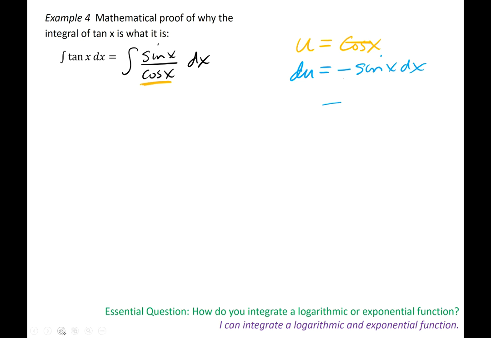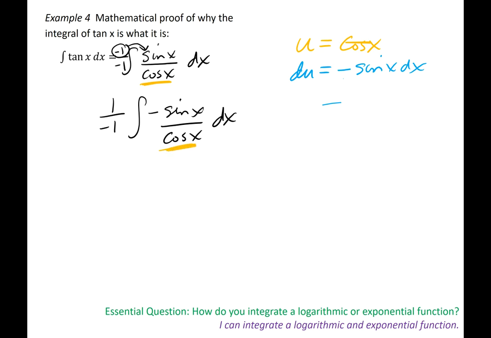So I'm going to multiply top and bottom by negative 1, and I did not leave myself enough space for this. When I go to rewrite, I'm going to go ahead and rewrite it by shoving that negative 1 inside. So I've got 1 over negative 1, the integral of negative sine x over cosine x dx. And let's go ahead and color code that. So I know that I have the cosine x as the u, and the du is the negative sine x dx.